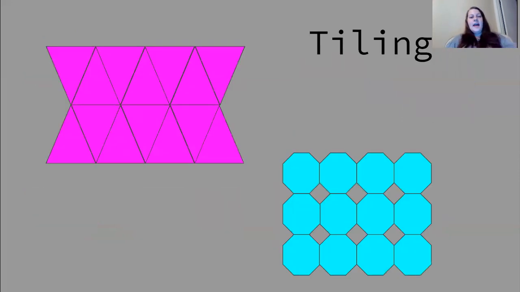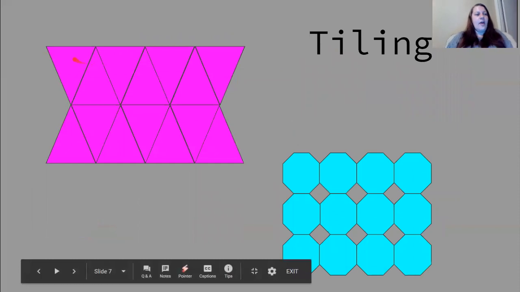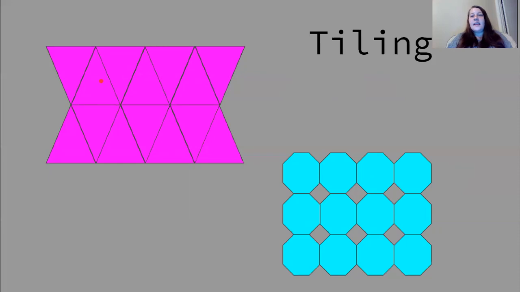Now we're moving on to tiling. Now, what is tiling? So what we're going to do is we're going to start with these triangles right over here. I have one equilateral triangle. And what tiling is, is the same shape repeated over and over again, laid next to another shape. And you can see this triangle is just flipped over, facing this way, facing this way. And what makes it true tiling is these shapes, they cannot overlap and they cannot have gaps.